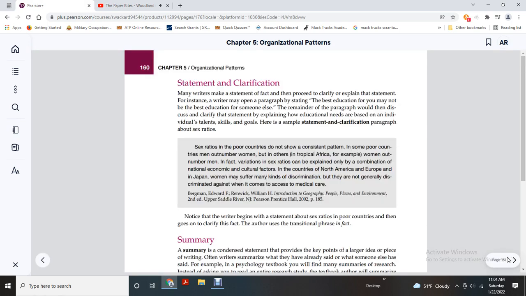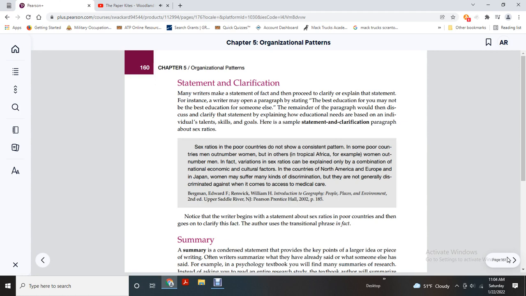Alright, statement and clarification. Many writers make a statement and then proceed to clarify or explain the statement. For instance, a writer may open a paragraph by stating the best education for you may not be the best education for someone else. The remainder of the paragraph would clarify the statement, explaining how educational needs are based on individual talents, skills, and goals.